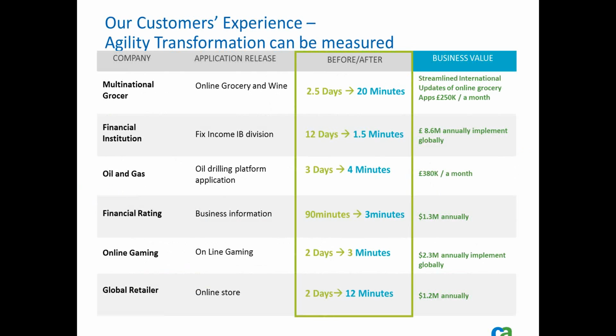To take some more specific examples, we were working with a Western European bank recently. Their business driver was to reduce time to market for their critical applications.